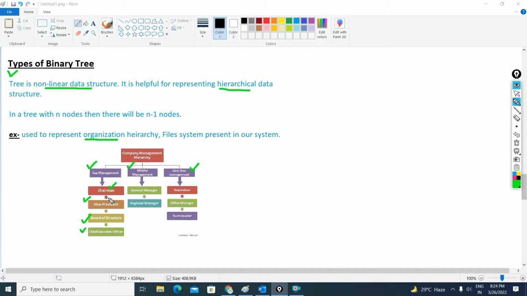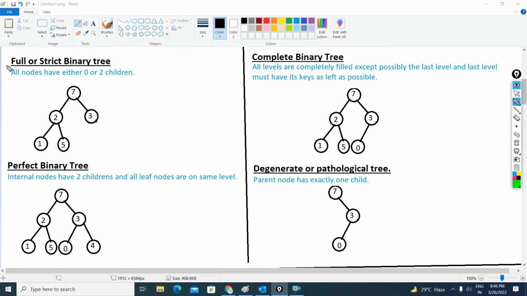There is one more example, which is our system. Our system has drives like C drive and D drive, and under the drives we have some folders. And under folders we have images, videos, audios and application programs. So our computer file system also works on the tree data structure. There are some linear data structures also, like arrays, stack, queue, linked lists, etc. We will continue with the types of binary tree.